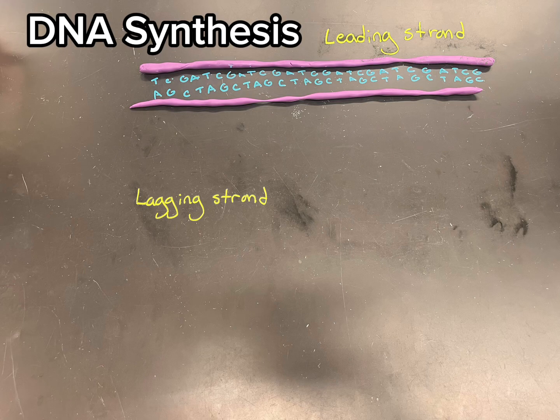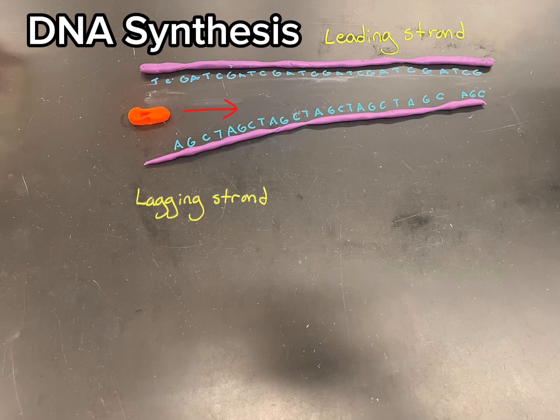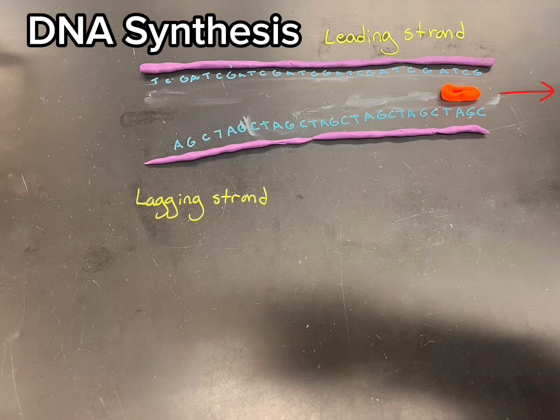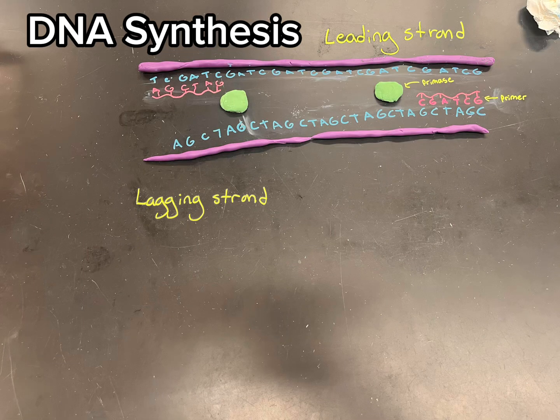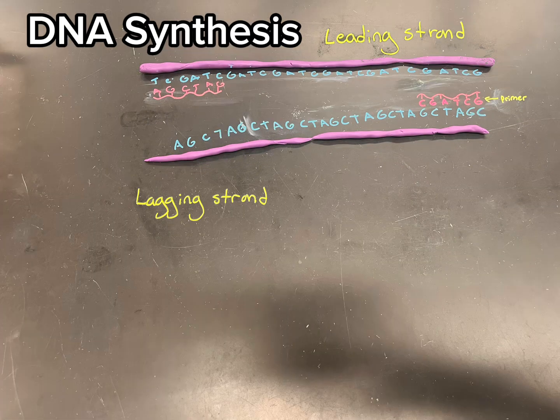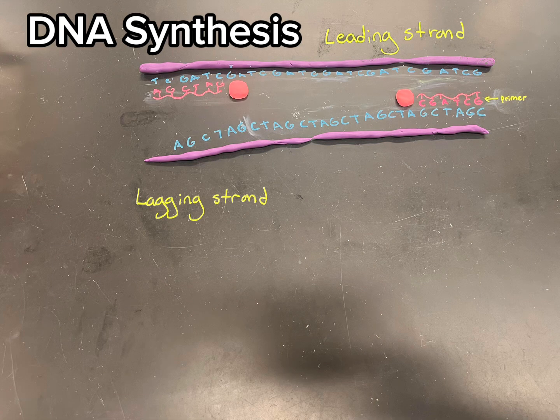Now we head over to DNA synthesis. It all starts with helicase, which opens up the strands. Then primase creates the start sequences, or these little primers made of RNA that serve as placeholders and something for DNA polymerase to latch onto.